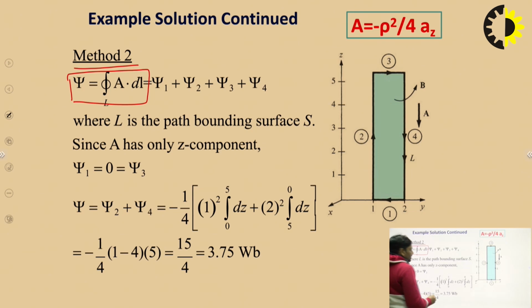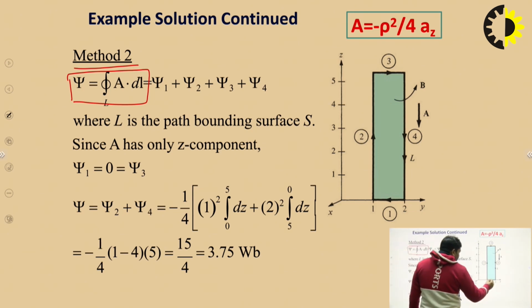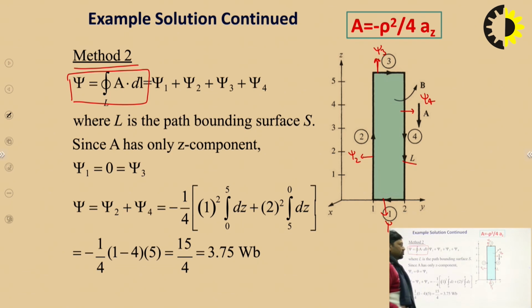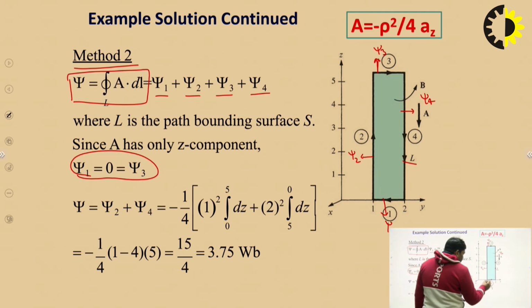So this is psi 1, this is psi 2, this is psi 3, and this is psi 4. So the total outward flux psi is equal to psi 1 plus psi 2 plus psi 3 plus psi 4. We know that psi 1 and psi 3 are 0.